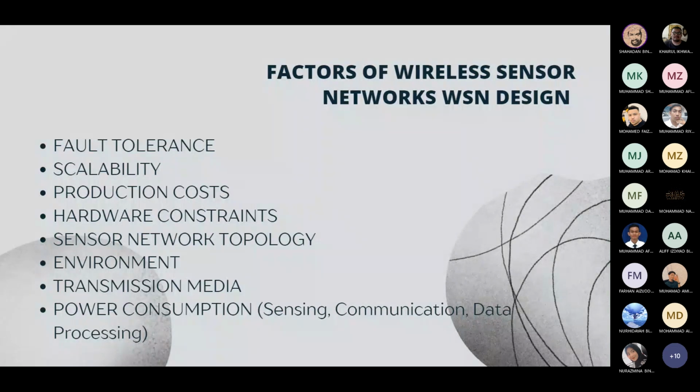Next will be production costs. In production costs, since wireless sensor network requires a large number of sensor nodes, the price of each sensor cannot be high because it will affect the overall network price, which makes it a very demanding problem.